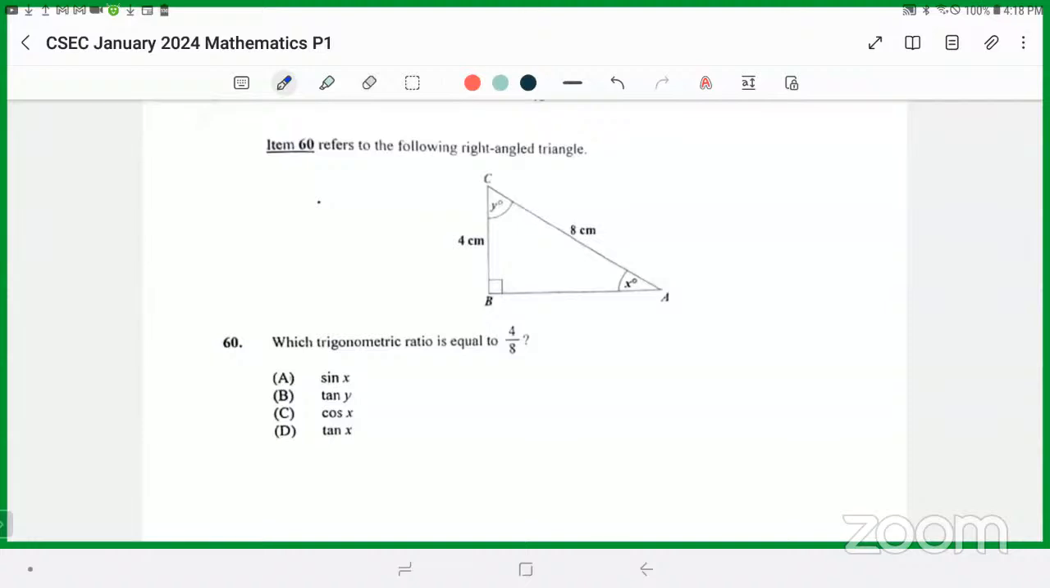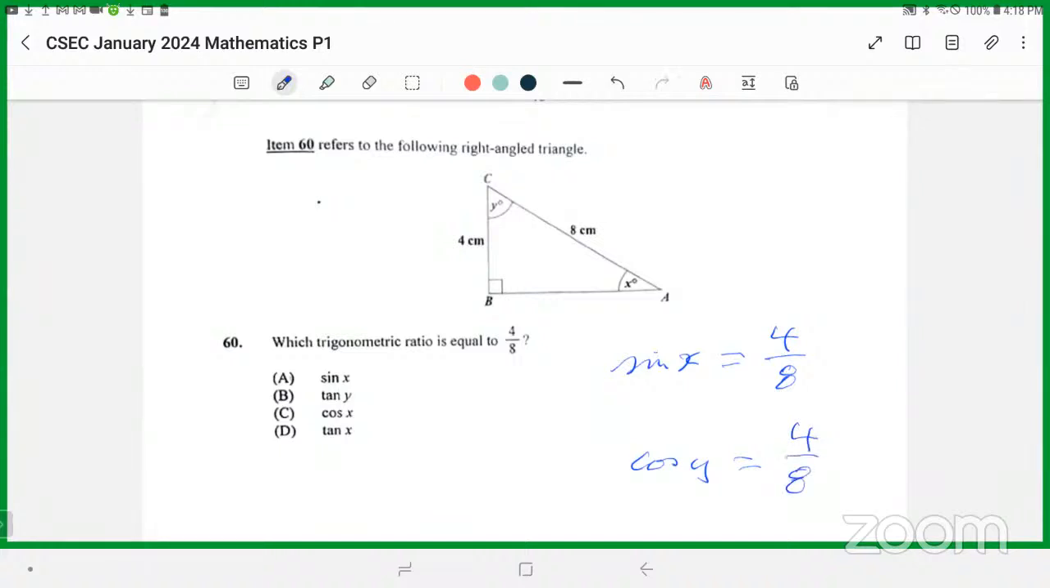It says, which trig ratio is 4 over 5? If we're going from x, then sine x is going to be 4 over 8, because sine equals opposite over hypotenuse. Not 4 over 5, 4 over 8. Man, I'm really tired today. And if we're working from this angle, then this side will be adjacent. It's going to be cos of y, that's adjacent over hypotenuse, which is the same 4 over 8.